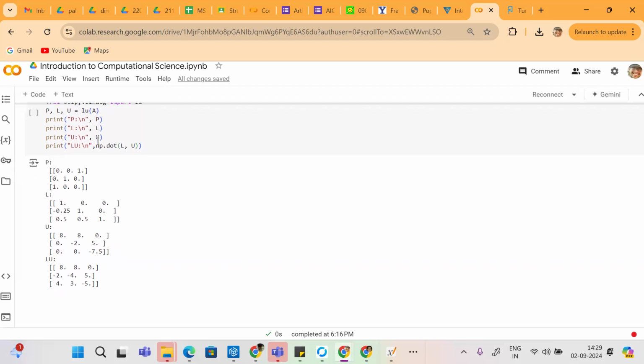So what is this about? L and U we already know. Is this a lower triangular matrix? Can you see and appreciate that this is a lower triangular matrix?